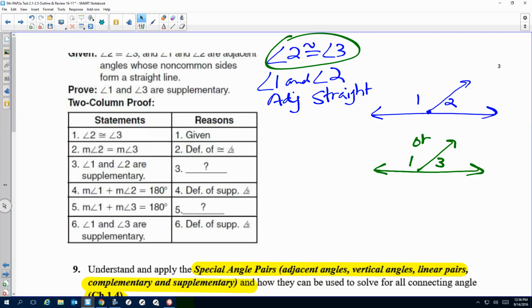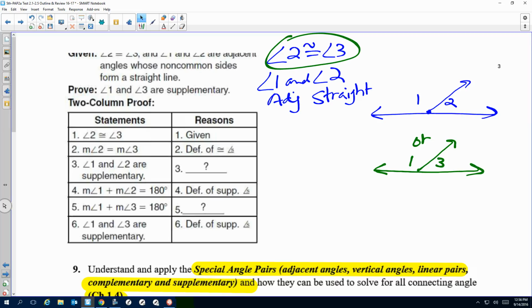Angle 2 is congruent to angle 3. That was given. Then they said the measure of angle 2 is equal to the measure of angle 3. That's just the definition of congruent angles. If they're congruent, they're equal, and vice versa. So if I say they're equal, then I could also say they're congruent. If I say they're congruent, then I could say they're equal. That's just defining what I mean by saying congruent.